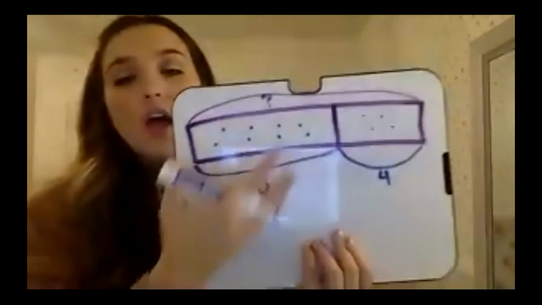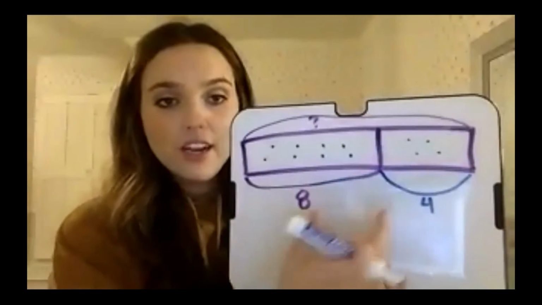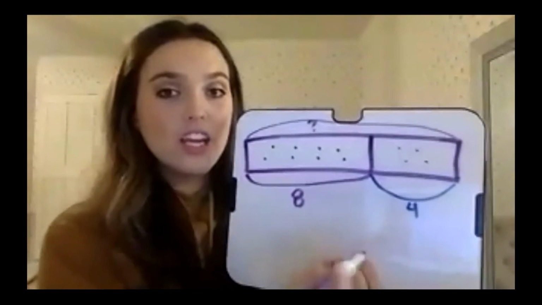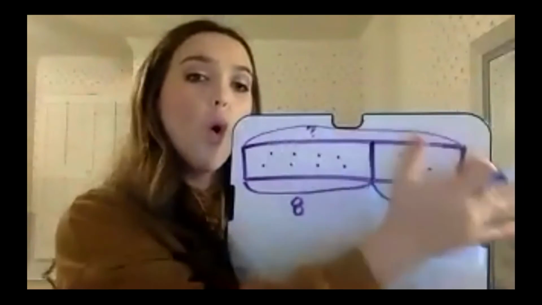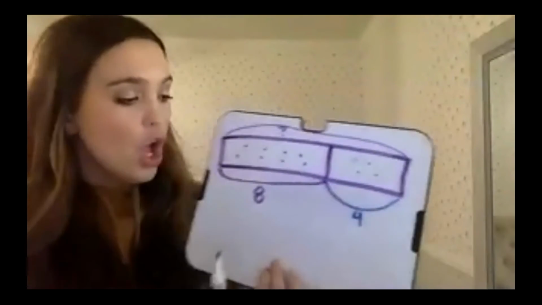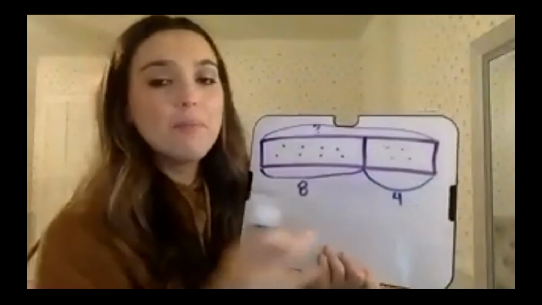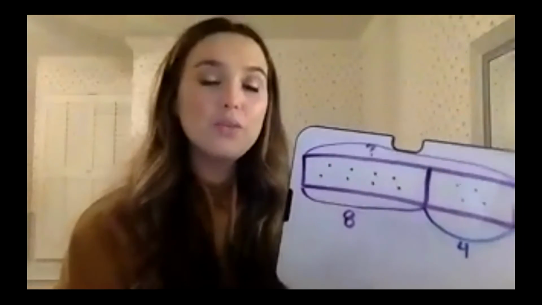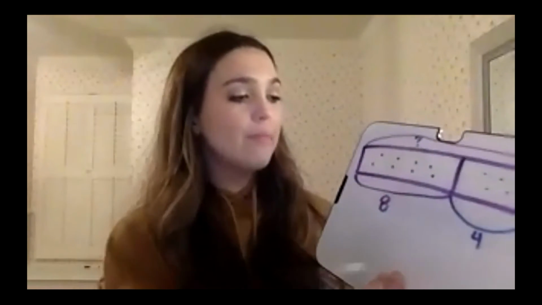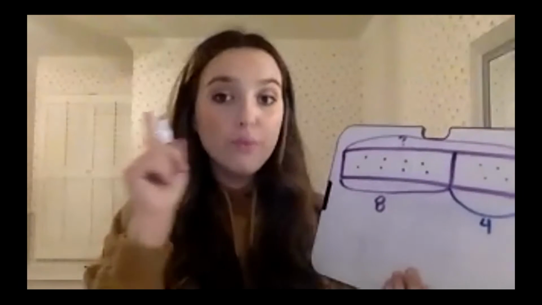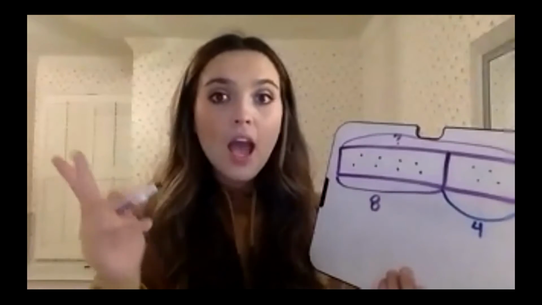So we know how many are here, and we know how many are here. We are looking, what is the whole of this diagram? What is this number and this number combined? How can we find that? All right, well, let's think. So we read and we drew. Our third step is to write a number sentence.